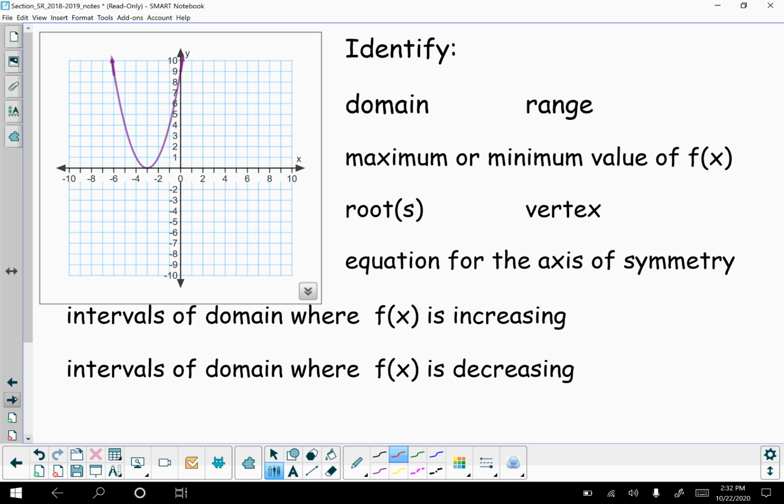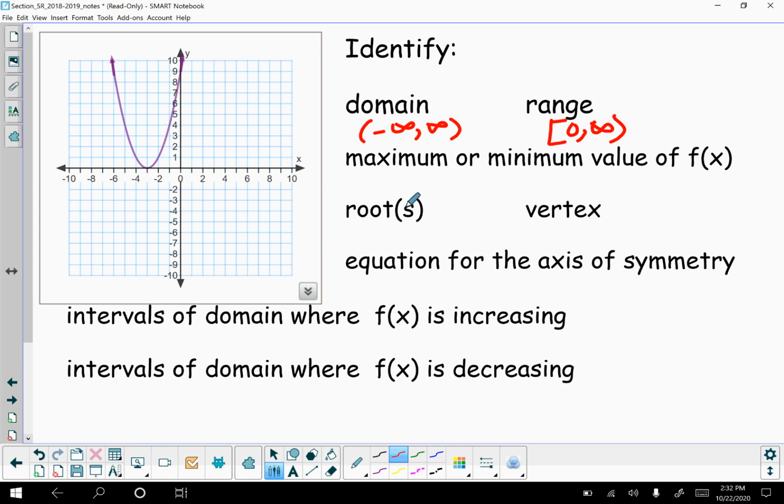Okay, so we're going to keep going. The domain is negative to positive infinity. And maybe you're starting to see a trend with parabolas. The domain's always negative to positive infinity as long as they open up or down. The range in the y direction is going to start at 0 and go to infinity. Hard bracket at the 0 because it does include that point.